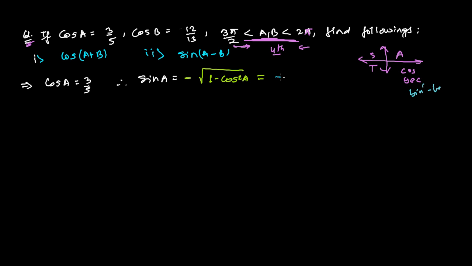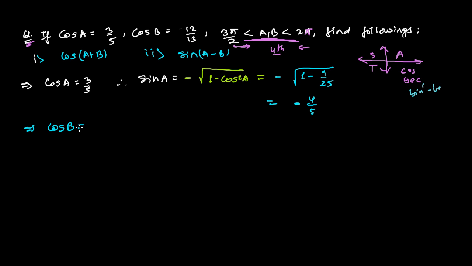So minus the root of 1 minus cosine, that is 3 by 5, and the square of 3 is 9 and the square of 5 is 25. If you solve it, you'll get 25 minus 9, that's 16, which is the square of 4, and this 25 is the square of 5, so you will get minus 4 by 5. That's our sine A.